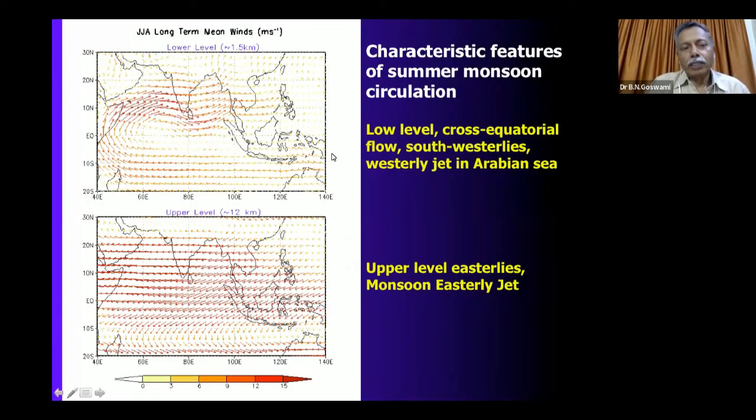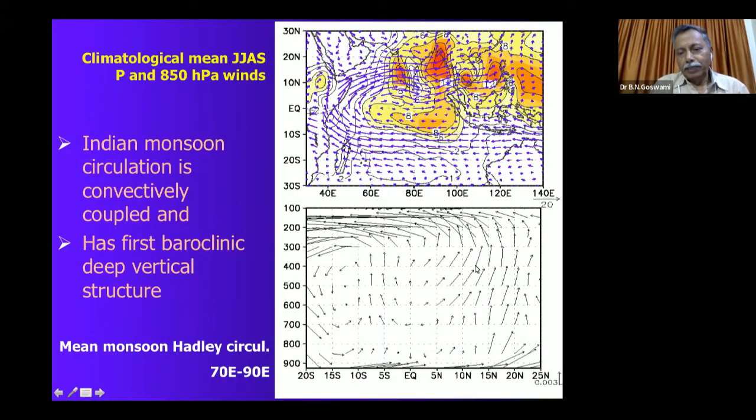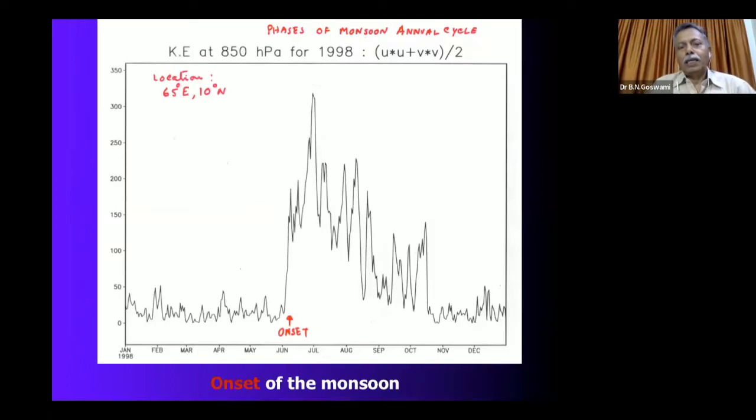And it is associated with the low level westerly flow and southwesterly jet, producing a cyclonic vorticity at the low level, and at the upper level the wind divergence produces an anticyclonic vorticity and easterly jet. And this is essentially associated with a very deep vertical circulation. That deep vertical circulation is our overturning meridional monsoon circulation, or monsoon Hadley cell. And this is, of course, convectively coupled. The winds are very strongly associated with the rainfall. So these are things we have discussed, but I'm just recapping so that we can relate with the theory.